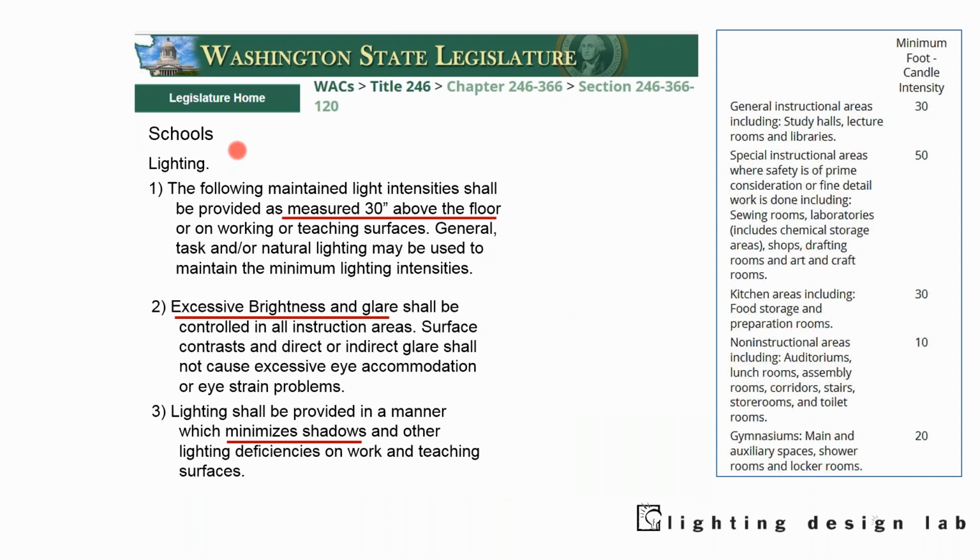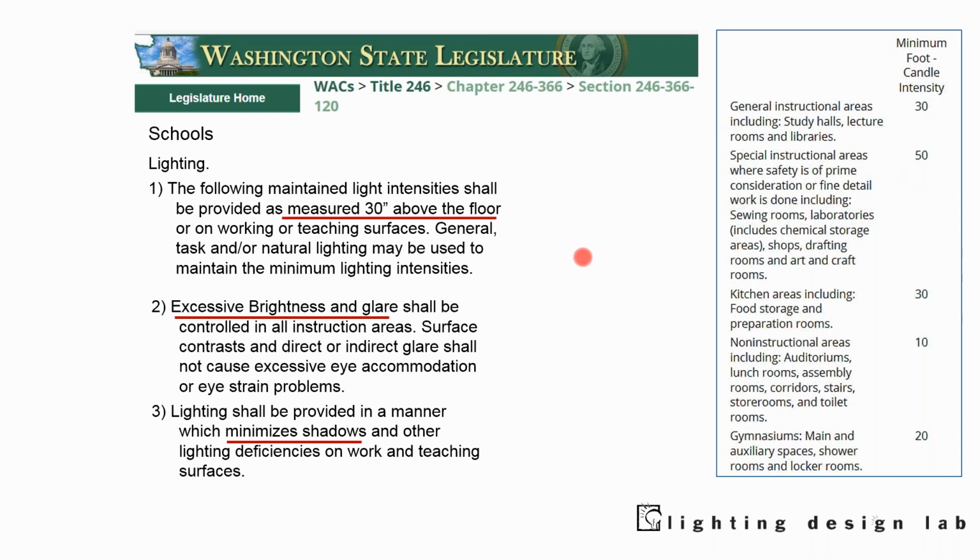The WAC, as it talks about schools, gives the following, as measured 30 inches above the floor. You want to avoid excessive brightness and glare and minimize shadows. And so they're looking at these light levels: general instruction, 30 foot-candles; study halls, lecture rooms; special instruction in terms of laboratories, shops, etc.